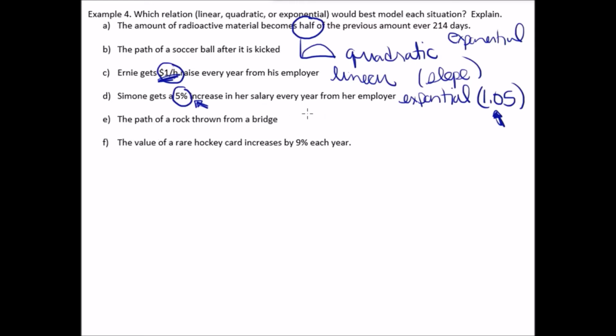Okay, the path of a rock thrown from a bridge. Okay, that's going to be quadratic. Again, it's going to go up all the way to a maximum and then down. And the value of a rare hockey card increases by 9% each year. Okay, as soon as we see that percent, we can think exponential, because it's like a rate.